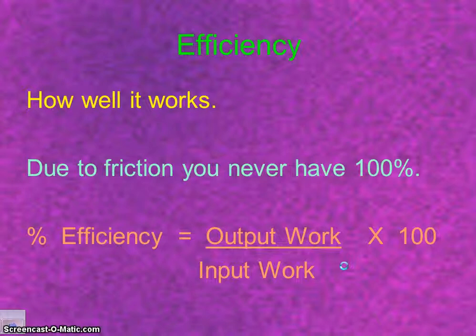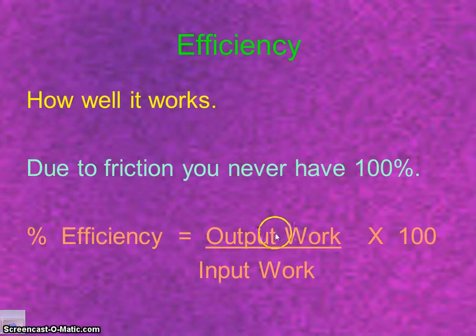And because of that, in real life, you do not have 100% efficiency. Now, sometimes in the theoretical problems that we look at, we're going to pretend that we have 100% efficiency, but the reality is we do not. Now, how do you figure that out? Well, for percent efficiency, that's usually the terminology that we use, you're going to take output work divided by input work times 100. The 100 is there so that you can use this as a percent.